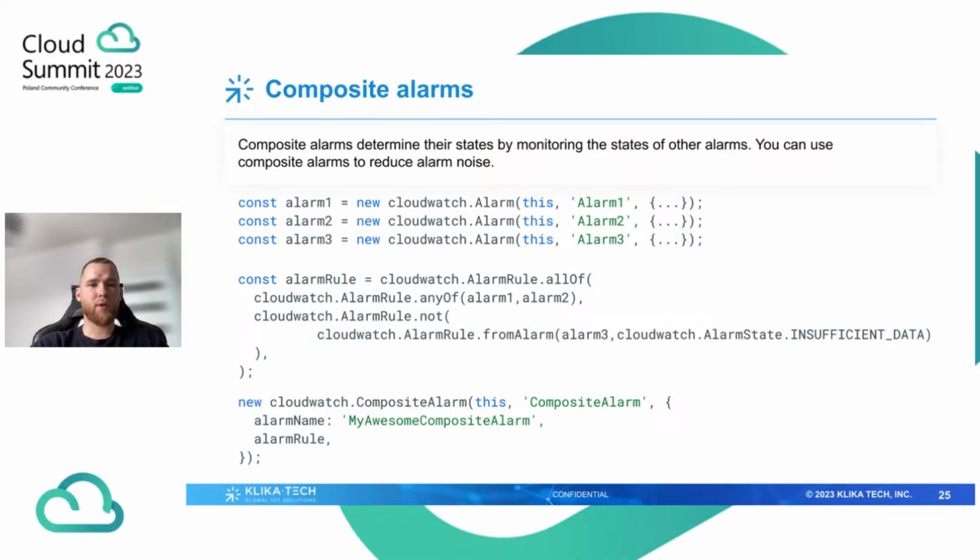In this example, we create 3 alarms, Alarm 1, Alarm 2, and Alarm 3 that monitor different metrics. Then we use the allOf operator to combine 2 alarm expressions, anyOf and not. The anyOf operator is used to monitor the state of either alarm 1 or alarm 2, and the not operator is used to exclude alarm 3 from the expression when it is in insufficient data state. Finally, we create a new composite alarm using the rule expression and give it the name My Awesome Composite Alarm.